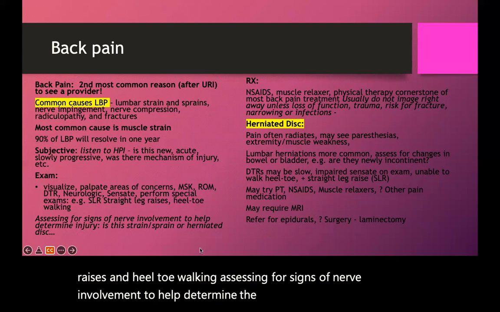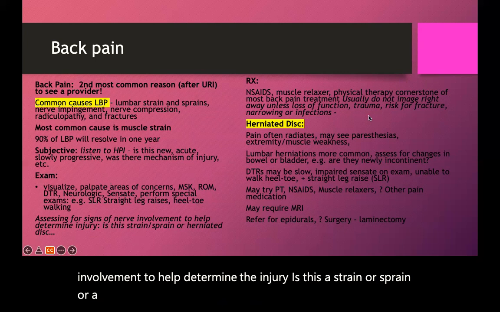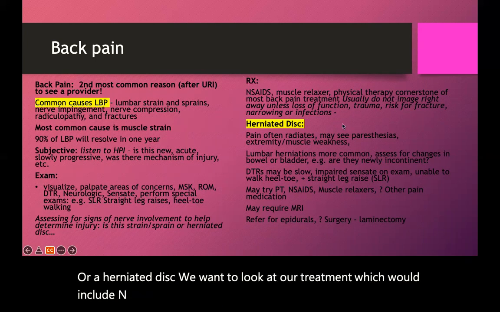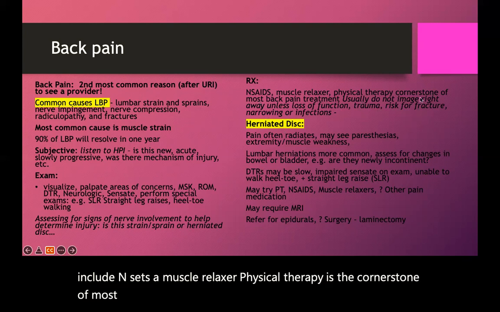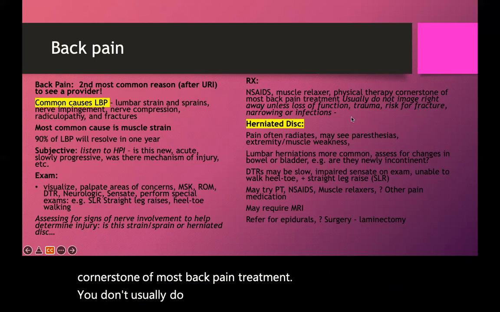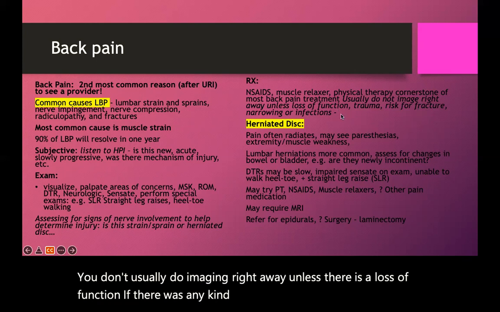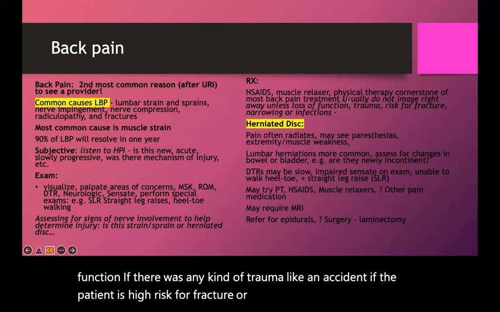Is this a strain or sprain or a herniated disc? We want to look at our treatment, which would include NSAIDs and a muscle relaxer. Physical therapy is the cornerstone of most back pain treatment. You don't usually do imaging right away unless there is a loss of function, trauma like an accident, or the patient is high risk for fracture, narrowing, or infections.